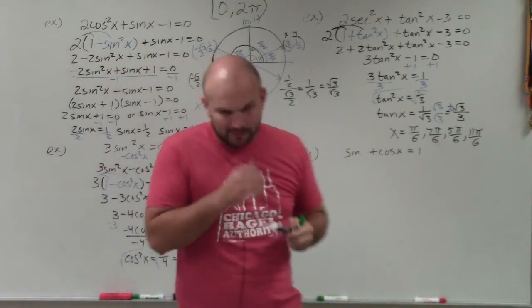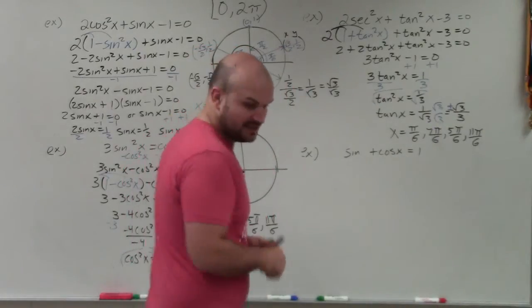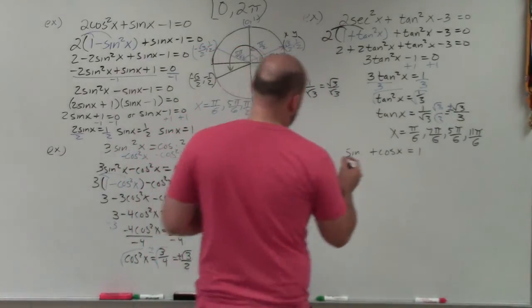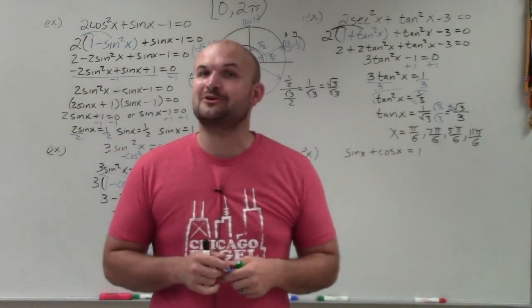All right, the last example, this is a good one. I like this one because it confuses a lot of students. You say, oh, well, Mr. McGowan, there are no trigonometric identities. Well, sometimes we have to get a little creative.